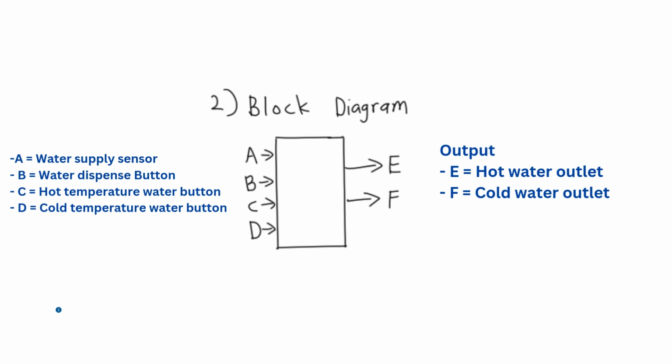As you can see, this is our block diagram. It consists of four inputs and two outputs. The inputs are the water supply sensor, the water dispense button, and two temperature switches. And then the outputs are the hot water outlet and the cold water outlet.